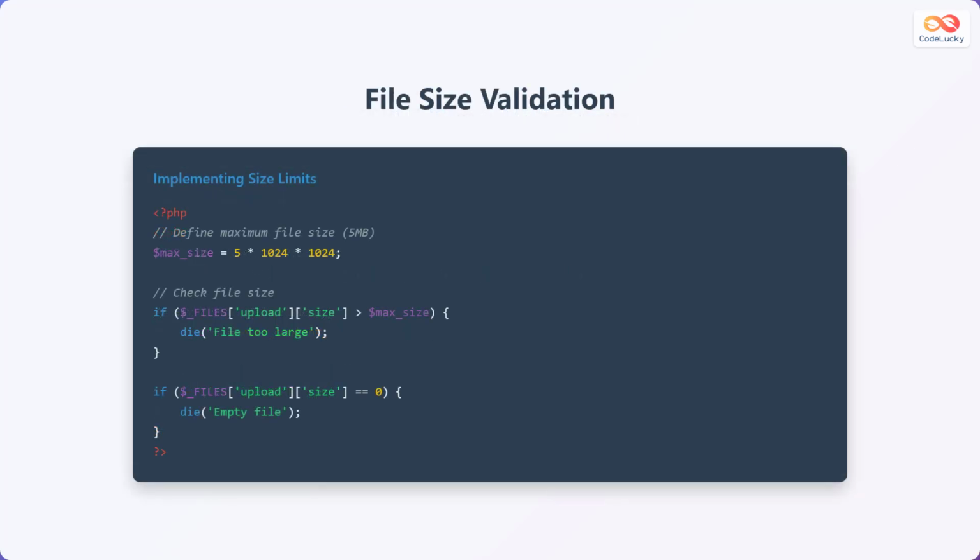Next, let's look into file size validation. The code demonstrates implementing size limits. We define a maximum file size, for example, 5 × 1024 × 1024, which equals 5 megabytes. Then we check if the uploaded file size exceeds this maximum size, and also we check if the uploaded file size is 0. If so, then it will die and output that the file is too large or empty file.